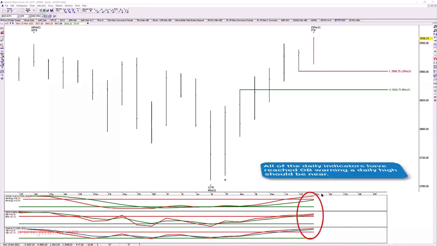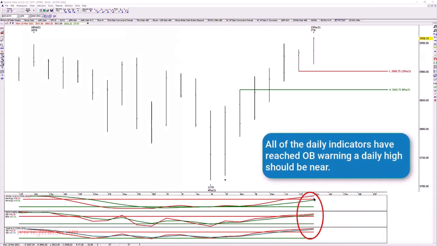Looks like only the fast line of the DT oscillator is overbought, but the slow line's almost there. RSI and stochastic, both of them have been overbought for a couple of days. So that's at least warning us that the ES should be near a daily high.